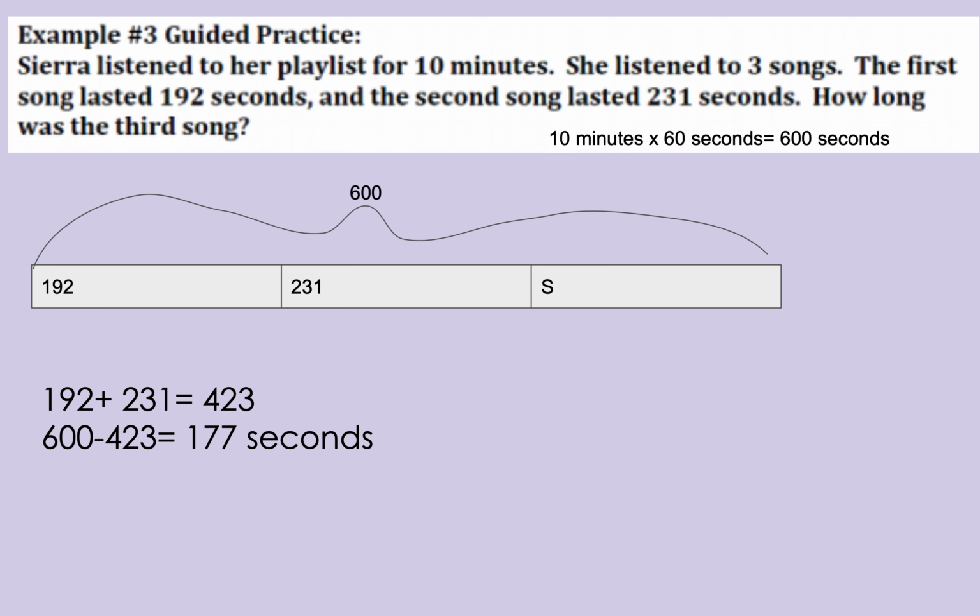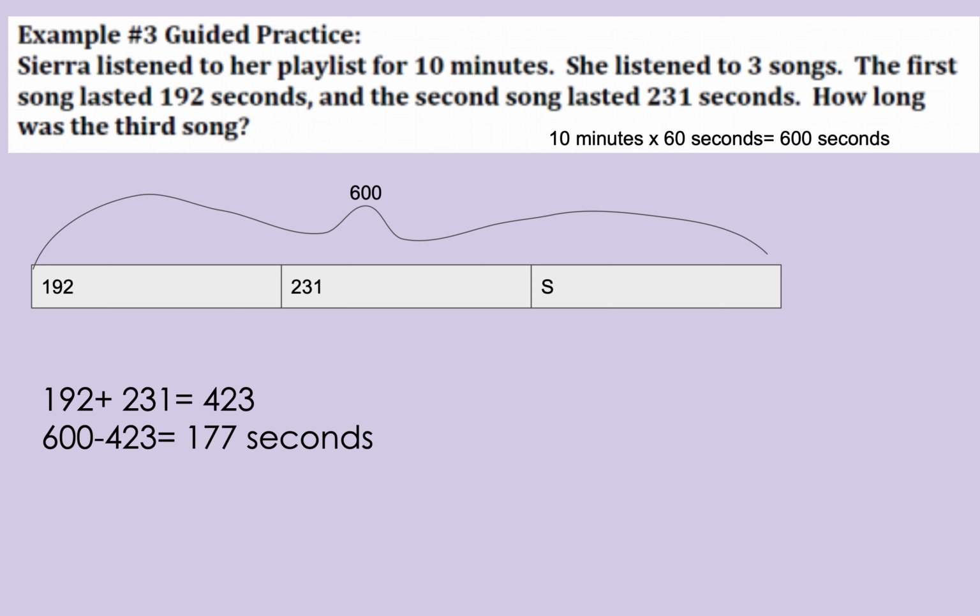Now, guided practice. Sierra listened to her playlist for 10 minutes. She listened to 3 songs. The first song lasted 192 seconds. The second song lasted 231 seconds. How long was the third song? So that's my missing information.